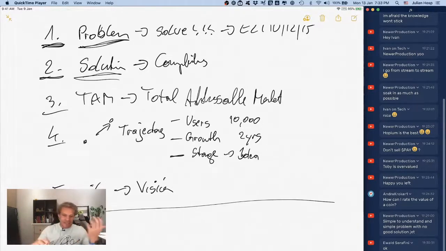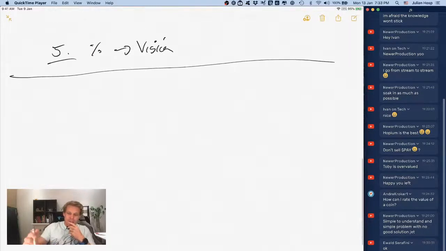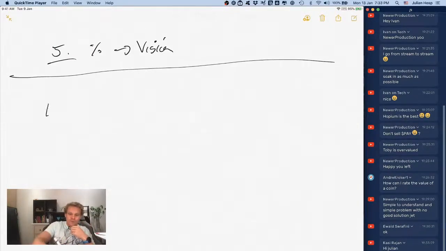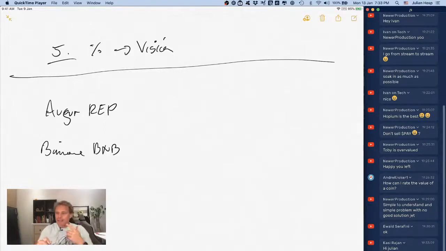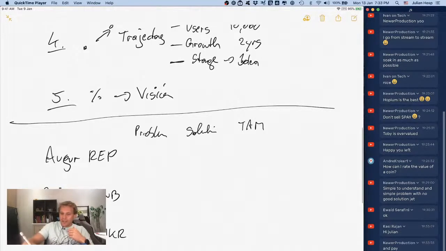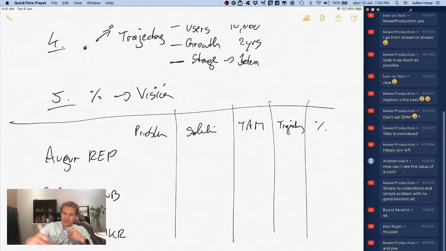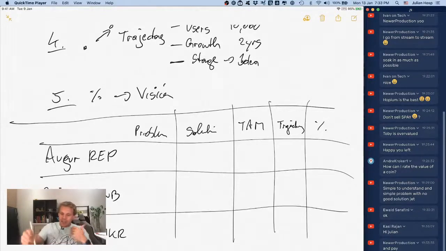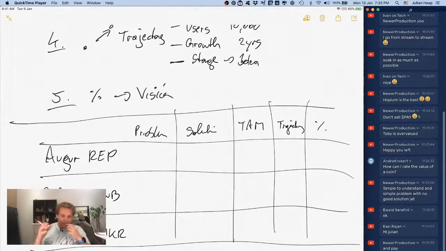And you could do this for any other coin, but let's do this for any kind of example. And so, yeah, let's try doing this for Augur. So the ticker symbol is REP. Let's do this for Binance token, BNB. And let's do this for MakerDAO. And that's MKR. Okay, so let's do problem, solution. So we have these things here, TAM, we have trajectory, and we have percentage. All right, so let's just try this out and see where are we getting it. And we can just evaluate that, right? And we can just evaluate, very, very simple.